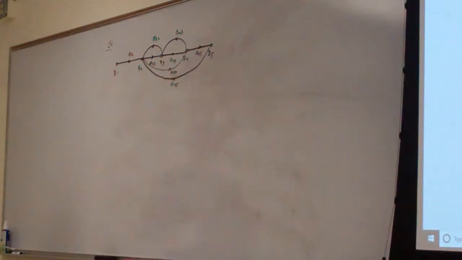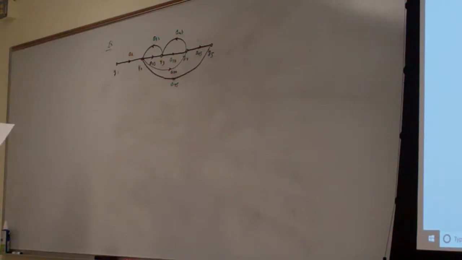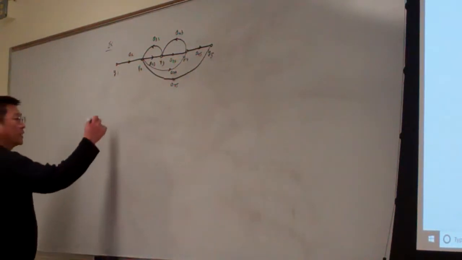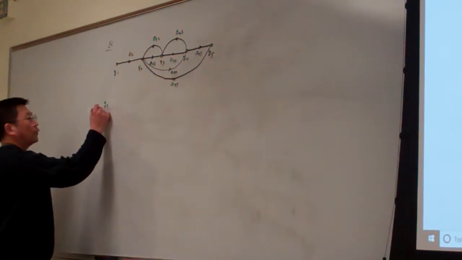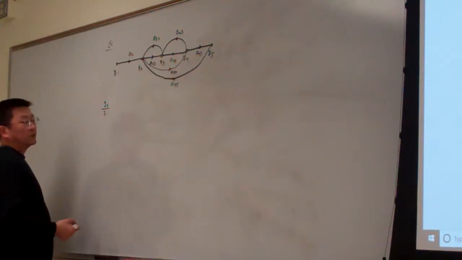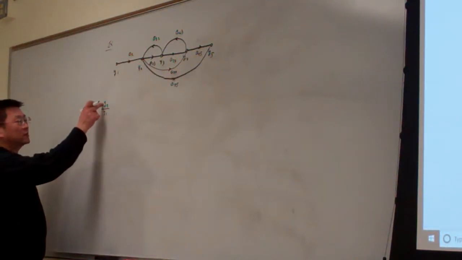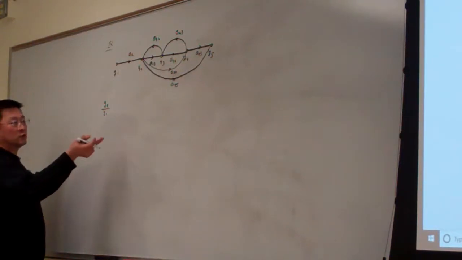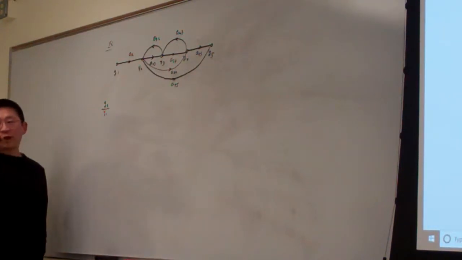Okay, we'll look at this example here. It's the one showing on pretty much the next two slides of your handouts. For this case, we want to calculate y5 divided by y1. That means we define this as our output and this as our input. So simply, we want to look for the transfer function between y5 and y1.